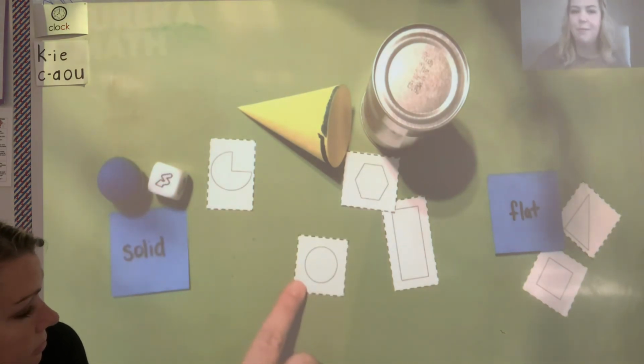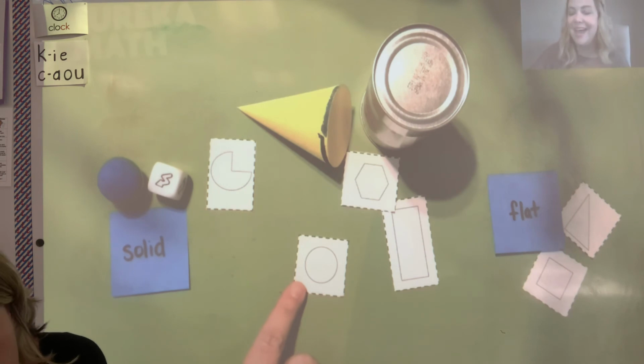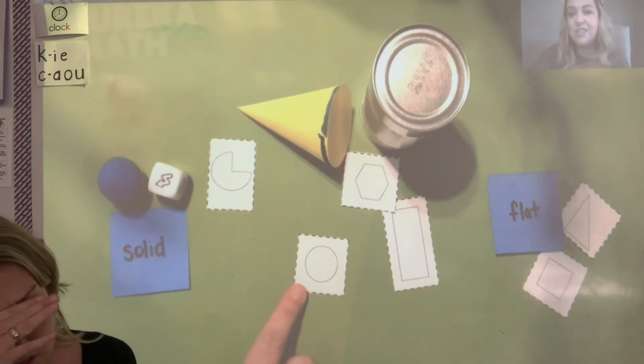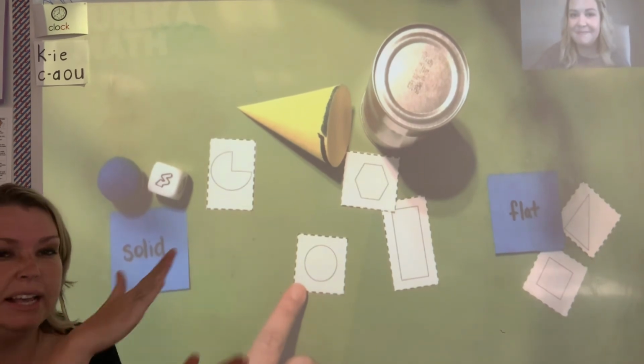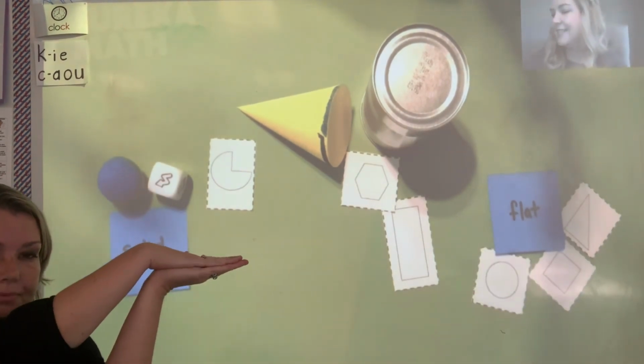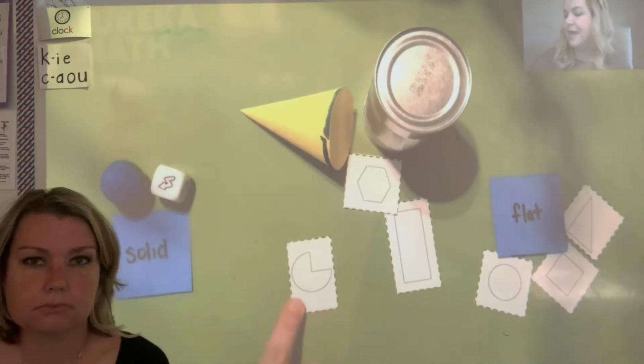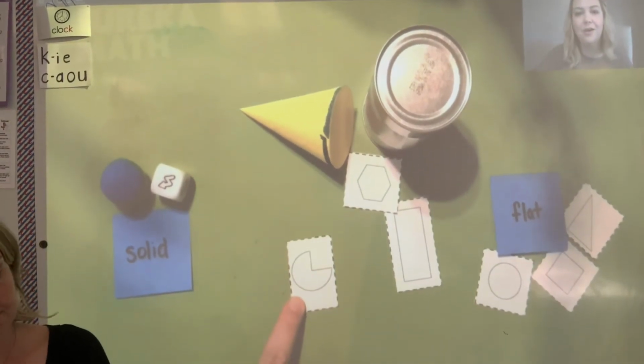What is this shape? A circle. Is this circle solid or flat? What is it? It is a flat circle. Whoop. Is this shape solid or flat?